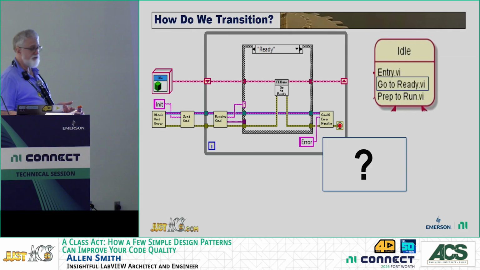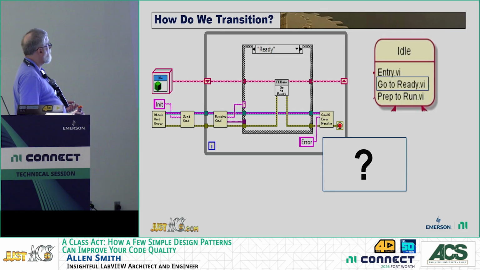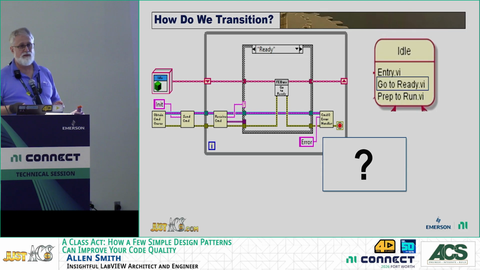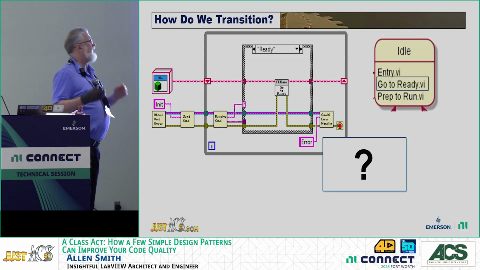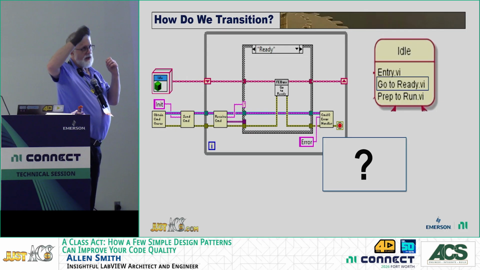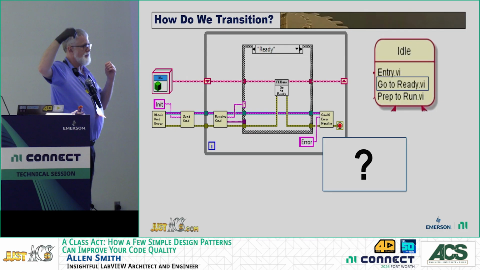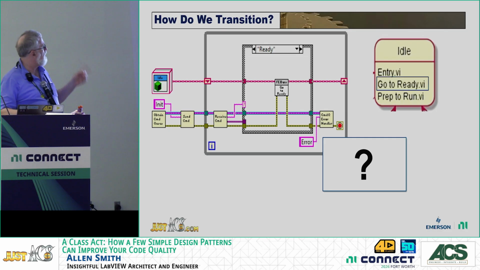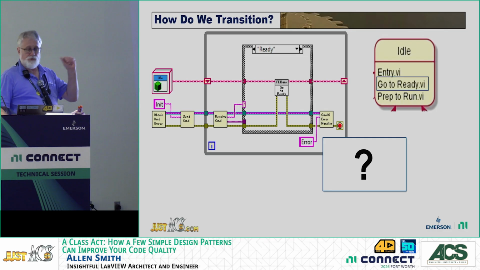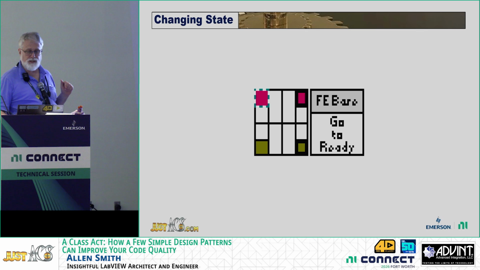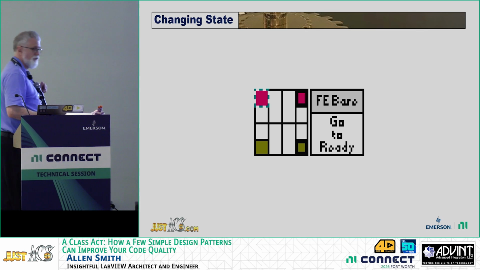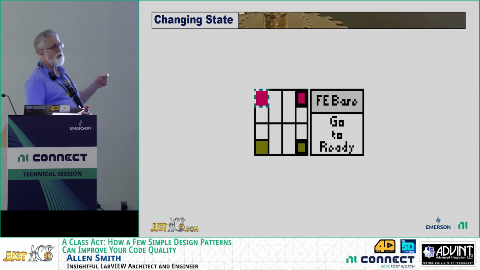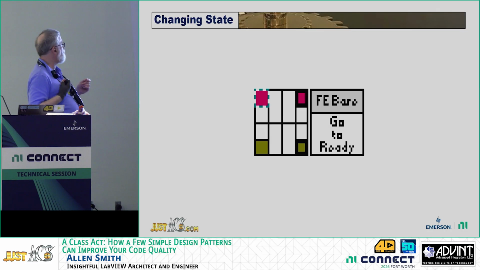So what happens if I'm idle and I go to ready, right? I get the ready message. I am ready. Okay, I need to change to ready so that I can receive and handle the messages that I get when I'm ready. How do I do that? That is just a little bit of complexity. This is the connector pane for my go to ready method. This is the thing that I do when I get the ready message back from the controller.